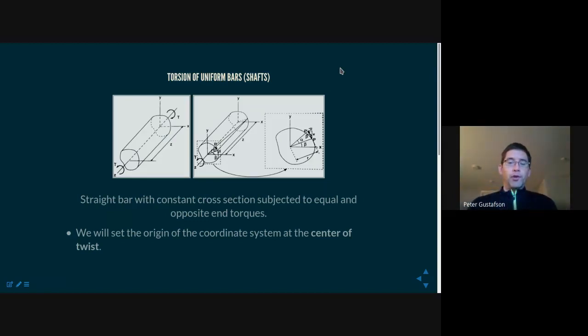Now, much like when we were describing beam bending, we had to pick a reference line. In beam bending, we picked the centroidal axis as our reference line. In this case, we're going to pick something called the center of twist. Just keep that in the back of your mind, and we'll develop what that is in a minute.